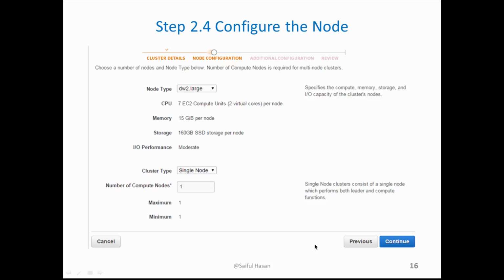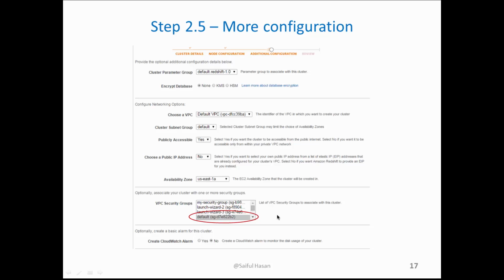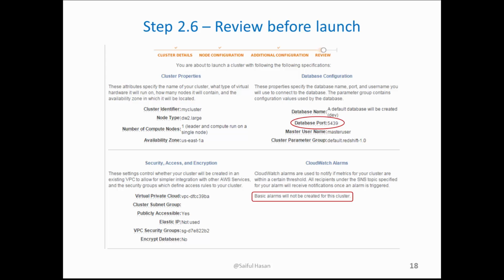This will bring you to the next screen. Here we do some node configuration, the compute node configuration. We pick DW2 large and leave everything else as default. And I picked single node, which means my leader node and my compute node are the same. Press continue. This brings you to more configuration. Basically, we leave whatever is default. Then ensure that for availability zone I picked US East 1A, and the security group I picked default. So it allows me to add the inbound rules later.